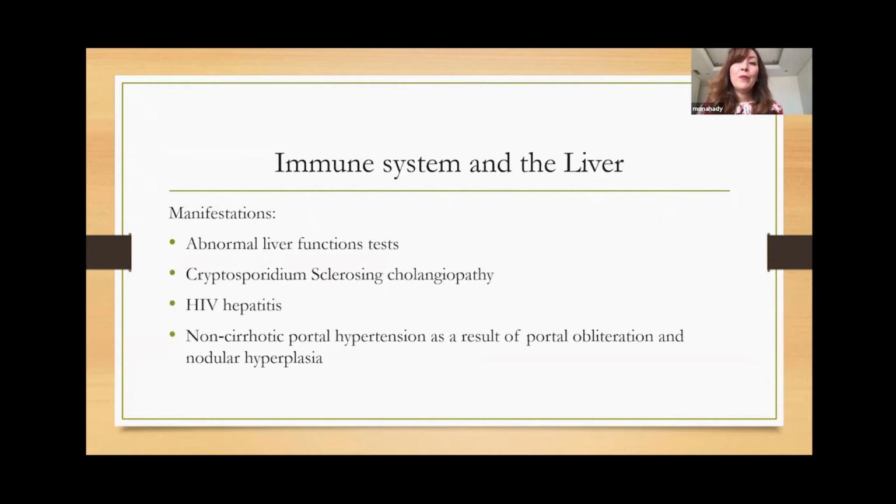The majority will have abnormal liver function tests, but characteristically, because of the immune suppression and the recurrent infections, they are prone to cryptosporidium infection, which results in sclerosing cholangitis. HIV can cause hepatitis, especially if there is a co-infection with hepatitis B or C. And in some cases, the immune dysfunction results in non-cirrhotic portal hypertension as a result of nodular regenerative hyperplasia or portal obliteration. Next.